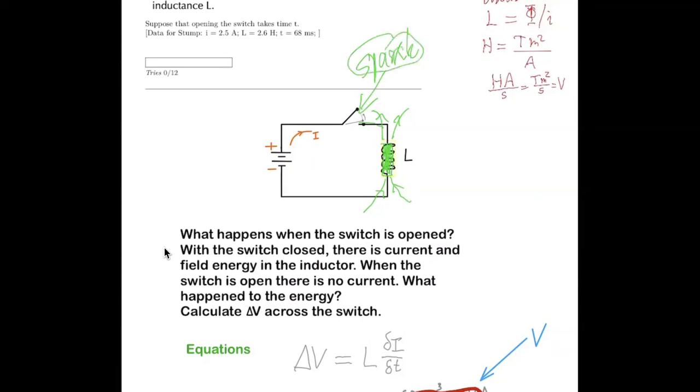That current can't pass through the conductor, so it has to pass through the air. There will be a large enough electric field to cause a spark in the air in the neighborhood of the switch. That spark will be very hot. It'll emit light, a spark of light. So it'll emit energy in the form of radiation, of light and heat.